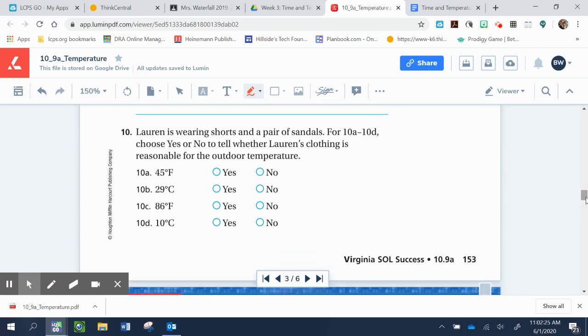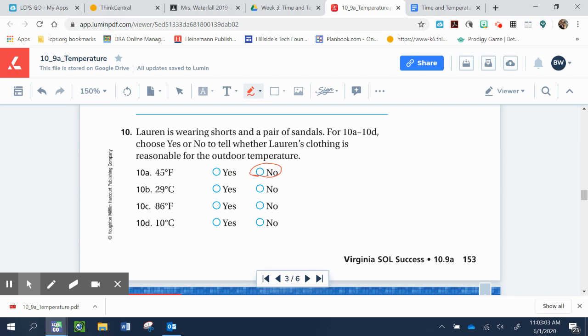And then the last one we're going to do today for temperature, Lauren is wearing shorts and a pair of sandals. For each of these, 10A through D, choose yes or no to tell whether Lauren's clothing is reasonable for the outdoor temperatures. So we have 2 Fahrenheits and then 2 Celsius. So 45 degrees Fahrenheit. Remember, 32 degrees Fahrenheit is freezing. So I don't think that shorts and sandals are going to work for 45 degrees Celsius. Or Fahrenheit, excuse me. So I'm going to say no.